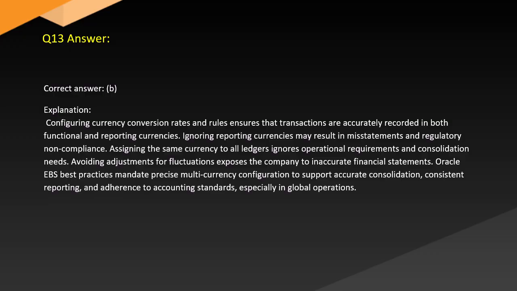Explanation. Configuring currency conversion rates and rules ensures that transactions are accurately recorded in both functional and reporting currencies. Ignoring reporting currencies may result in misstatements and regulatory non-compliance. Assigning the same currency to all ledgers ignores operational requirements and consolidation needs. Avoiding adjustments for fluctuations exposes the company to inaccurate finance statements. Oracle EBS best practices mandate precise multi-currency configuration to support accurate consolidation, consistent reporting, and adherence to accounting standards, especially in global operations.